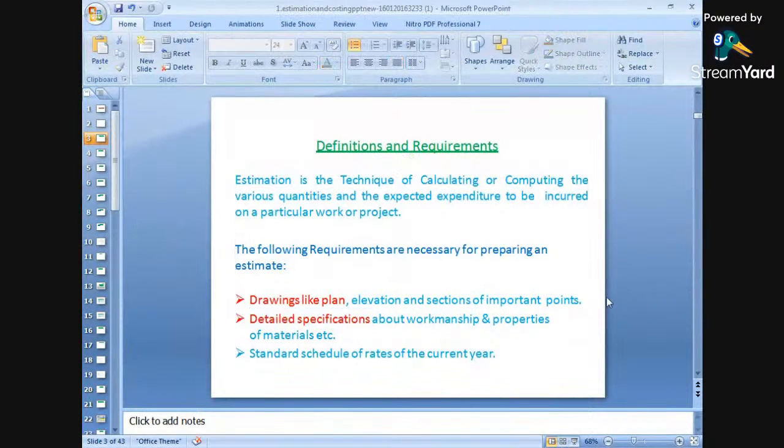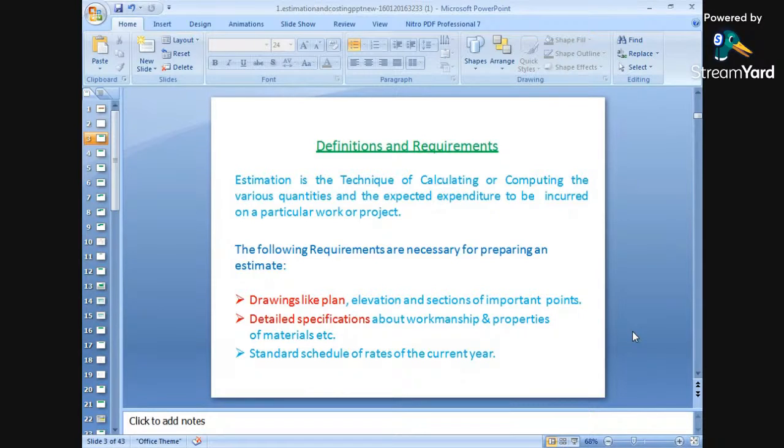Number two is nothing but the detailed specifications, because specification is nothing but a description of a particular item of work. For example, if there is RCC work being carried out, what is the mix, whether it is M20, M25, M30, M45. What should be the ratios of cement, sand, and aggregates?